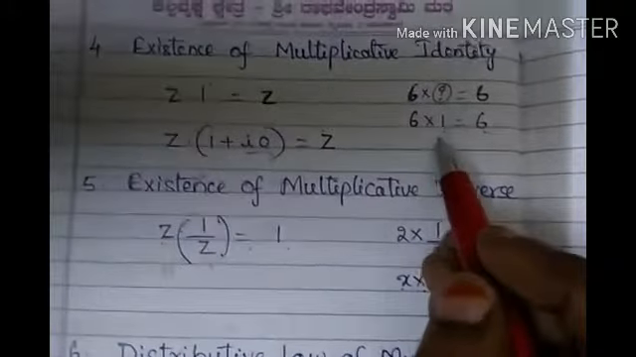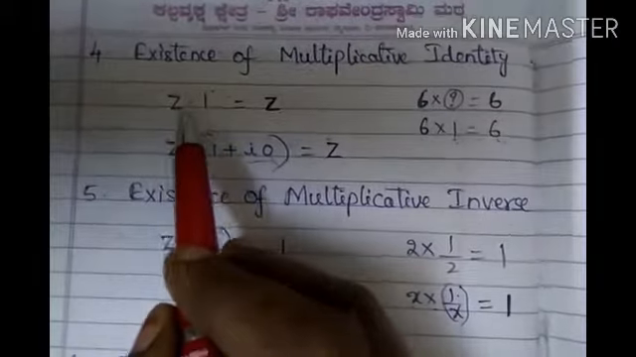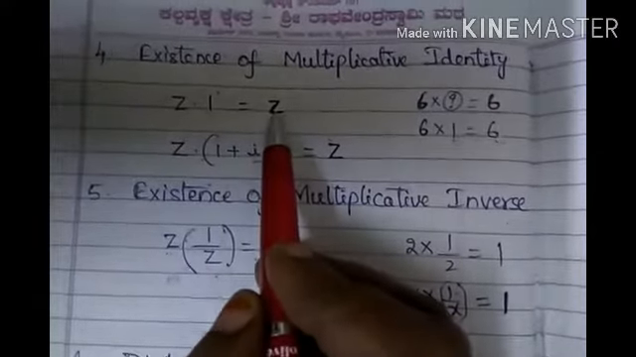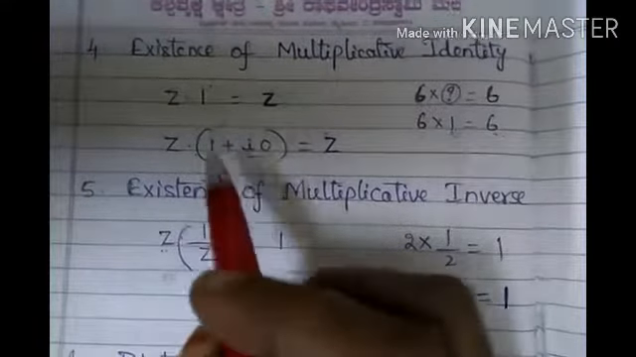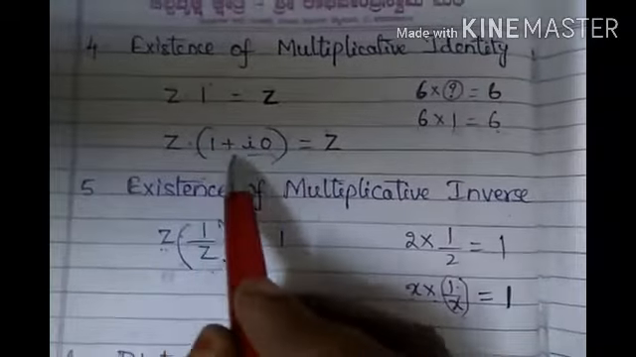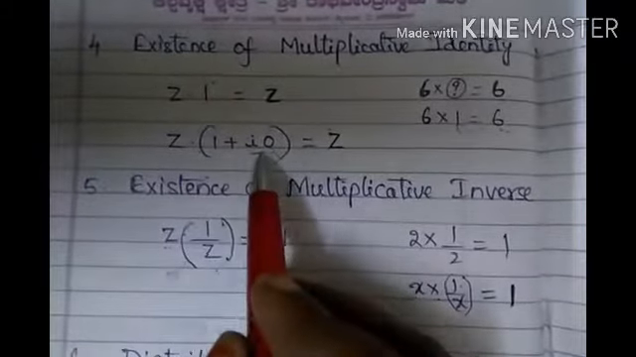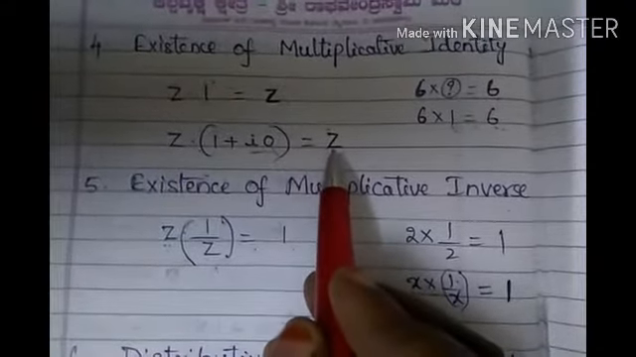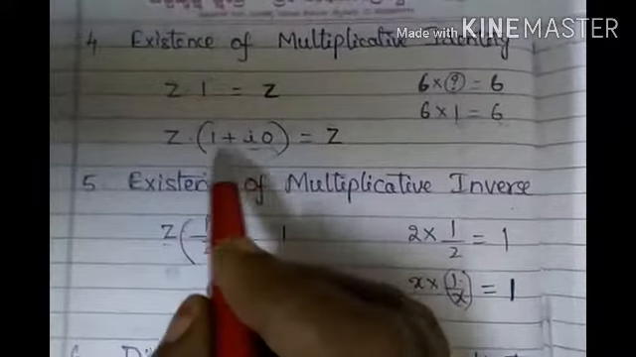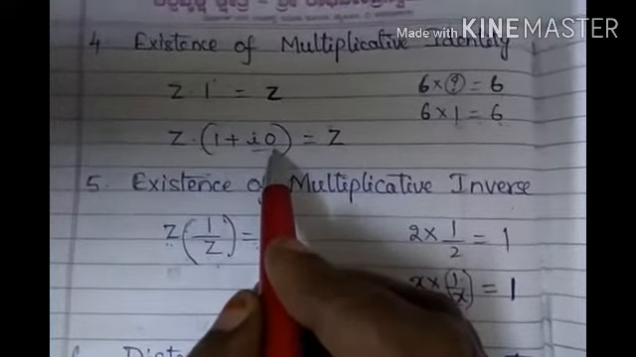In the complex number system also, if you multiply complex number z into 1, it gives z only. Here, in complex number system, 1 can be written as 1 plus i0. Therefore, z into 1 plus i0 gives z only. Therefore, 1 plus i0 is called multiplicative identity.